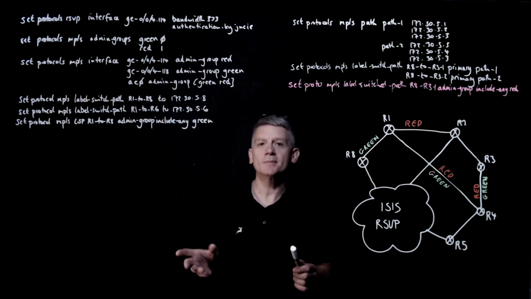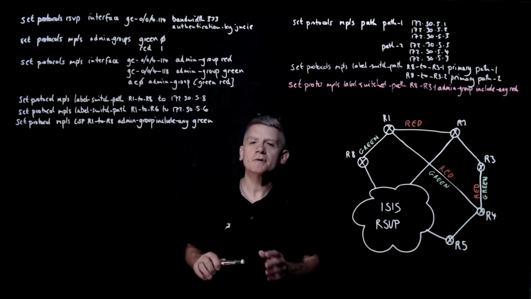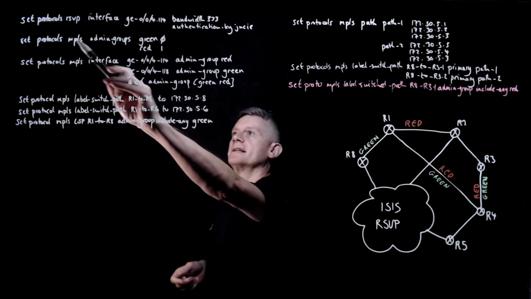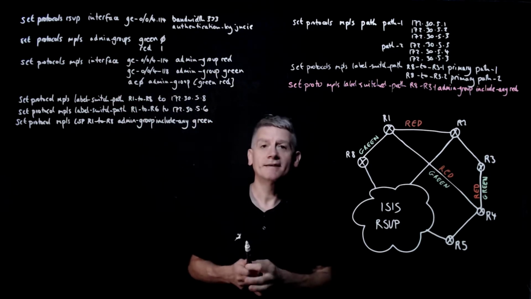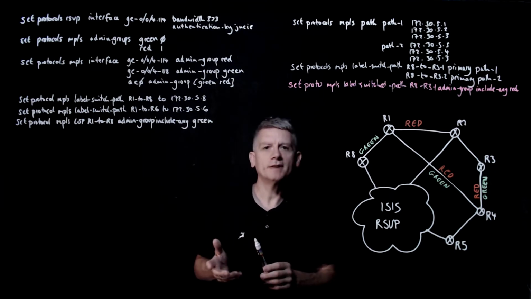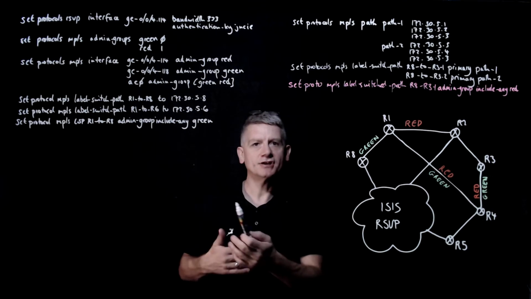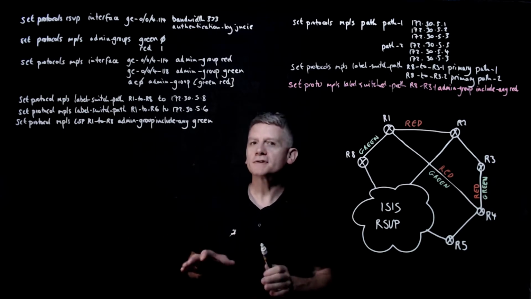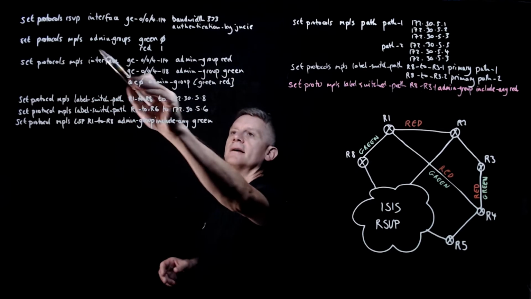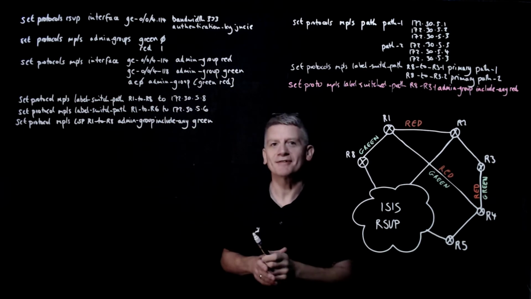Okay, so how do we enable RSVP? Well, the first thing to note is that most of the RSVP commands aren't actually under the Stanza protocol's RSVP. The commands that are there tend to be just interface based, bandwidth on a particular interface, authentication over that link. Most of the commands are actually inside the MPLS stanza, and this is where we see our admin groups.